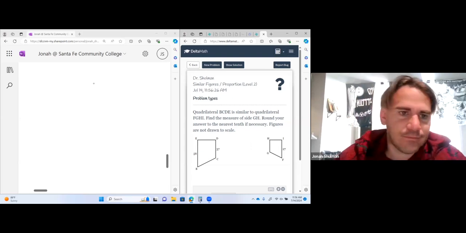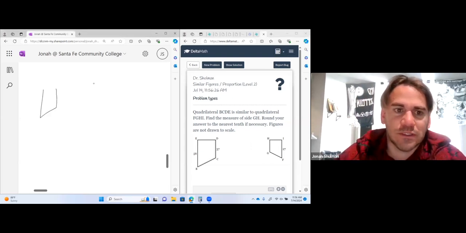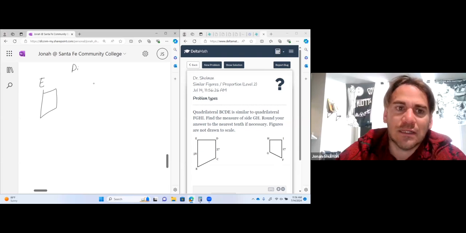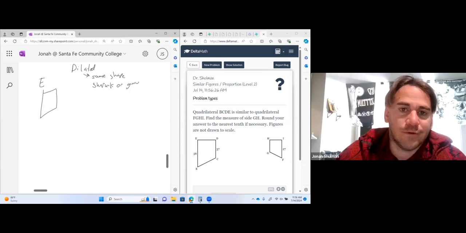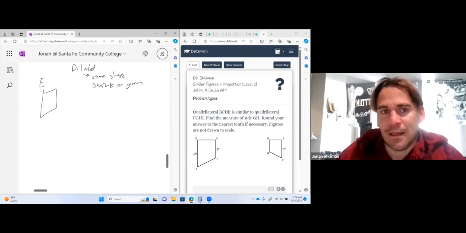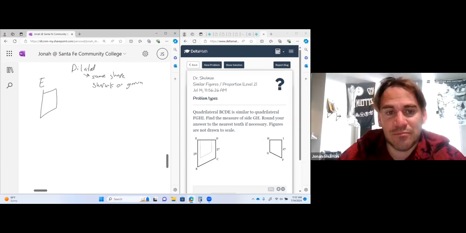So here we go. Here, this one is basically rotated and shrunk. When it's shrunk like that, it's dilated, because dilation just means it's the same shape, but it's either shrunk or grown, right? Like your eyes dilate. If it changes shape, it would be called a stretch, but we don't have a stretch here.